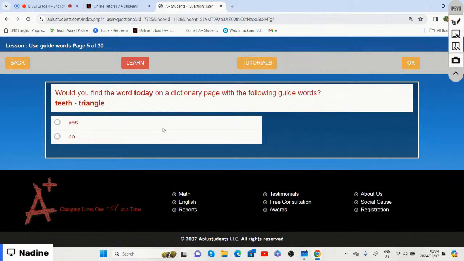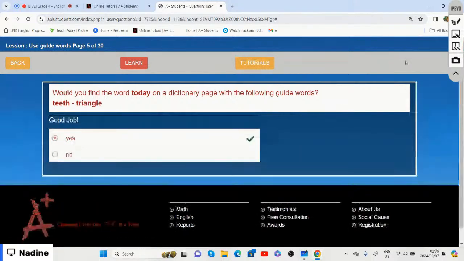So today comes after E and it comes before R. So yes, you would find the word. All right, so yes, it is.